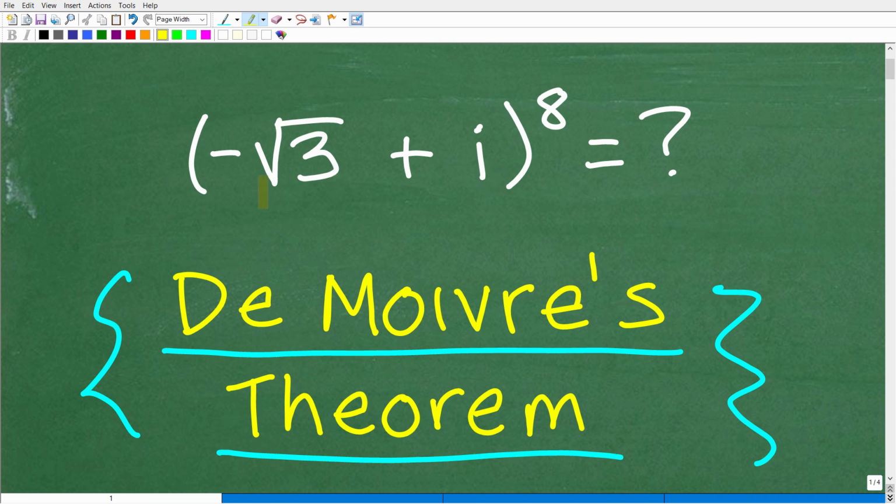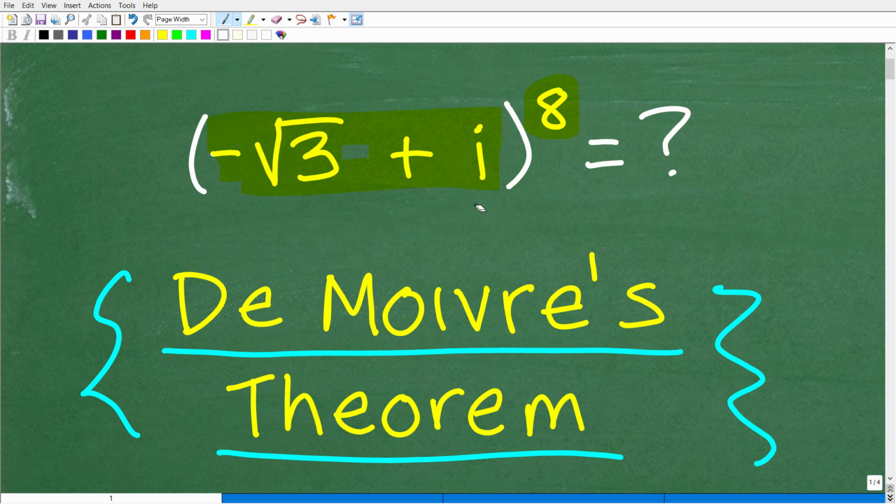All right, so what do we have here? Well, we have a complex number, negative square root of 3 plus i, and we want to take this thing to the eighth power. Now, this complex number is written in a plus bi form, and again, we're going to take this thing to the eighth power. So how could we approach this?